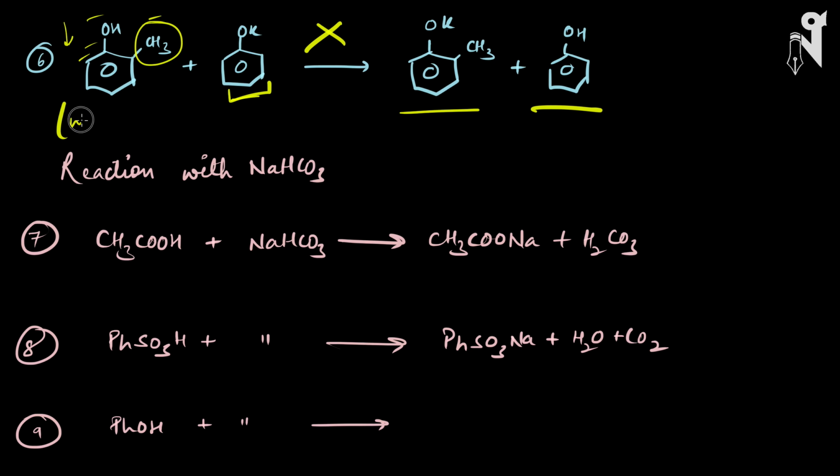Why? Because this is a weaker acid. Why is this a weaker acid? Because it has an electron donating group present. No ortho effect works on phenol. So whatever products I have written over here are the wrong products. The reaction is not possible. Exactly the same way we have the reaction with NaHCO3. This serves as a test also for carboxylic acid.